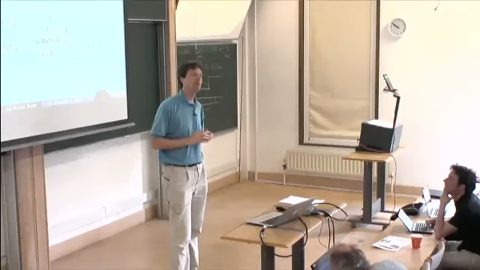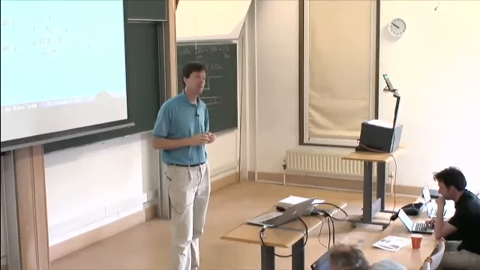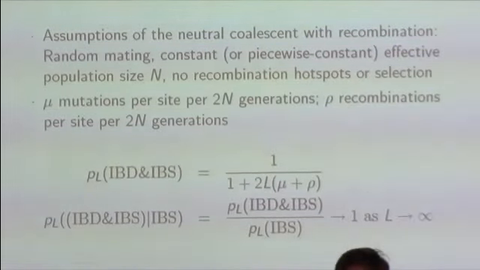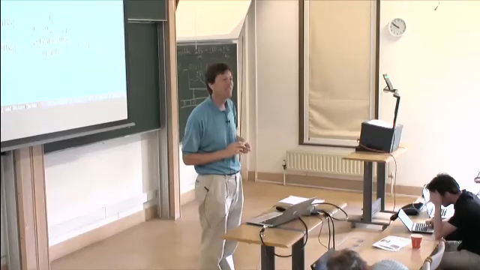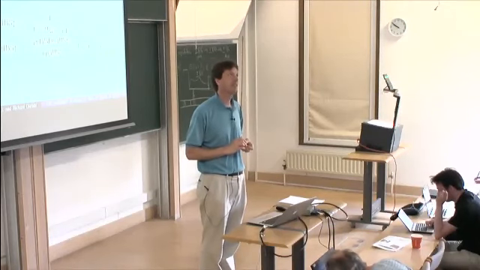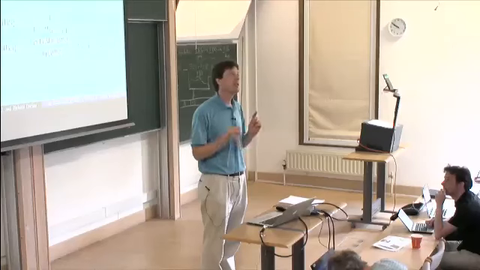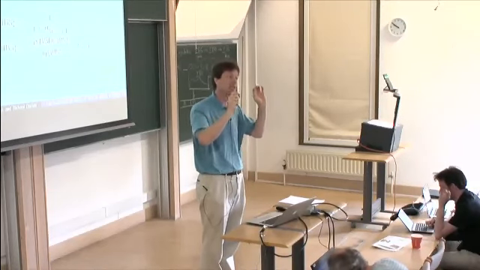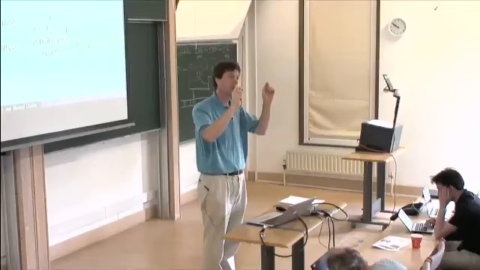L is the length of the region which appears to be IBS. Yes, which we're considering. It's a feature of the data. We're going to condition on there being IBS and length L, and we're going to ask, is this also IBD?